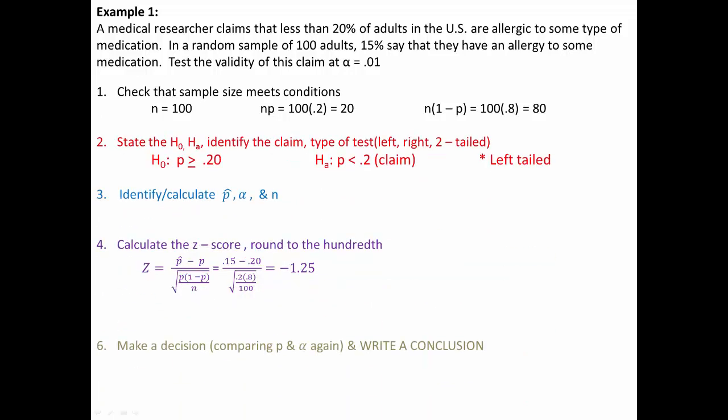So, all right, let's watch this dance in, even though it's already there. Yay! So step 2 is to state the hypotheses and then identify which one's the claim. Well, medical researcher claims that less than 20% of adults. So that is the alternative hypothesis, no equal sign. And that's the claim. So the null hypothesis is the complement of that, I guess, greater than or equal to 0.2.